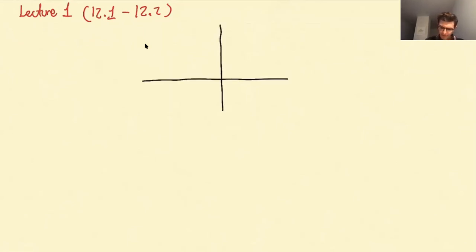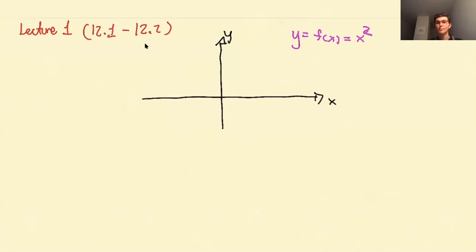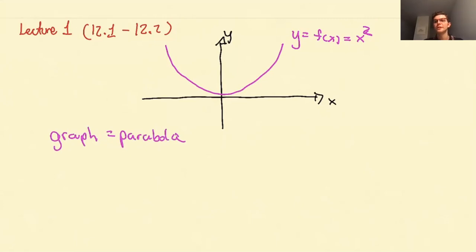let's start with something very simple, which is the graph of a function, right? So to be even more concrete, let's say you're looking at the function y equals f of x, which is x squared, right? And you know the graph of this function is a parabola, right? So this is more or less what it looks like. So the graph in this case is a parabola. The name is not too important here.